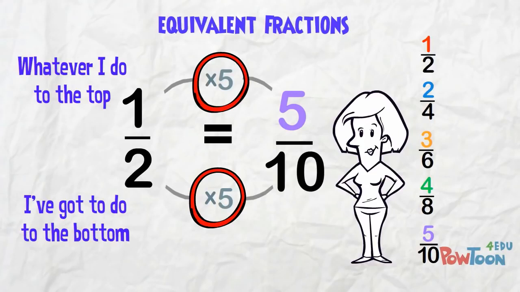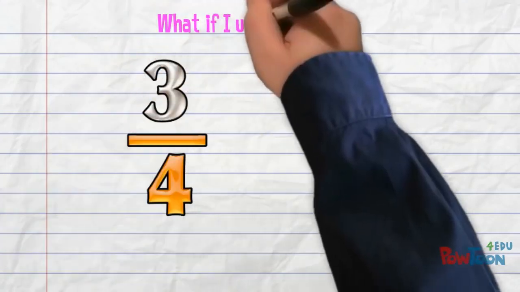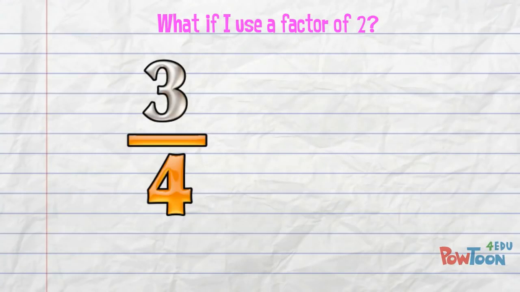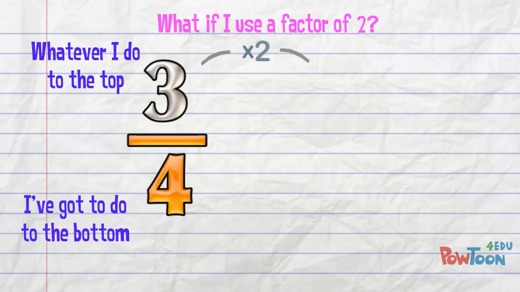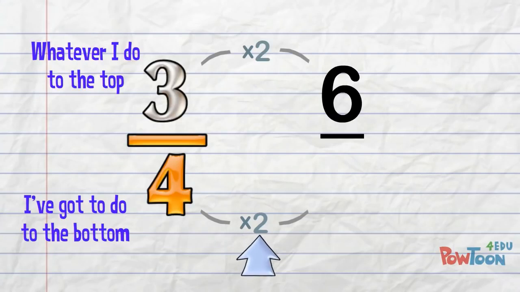Okay then, so let's do some practice to make it stick before you hit the worksheets. 3 over 4. What if I make an equivalent fraction using a factor of 2? Whatever I do to the top, I've got to do to the bottom. 3 times 2 is 6, the new numerator, over 4 times 2 is 8, the new denominator.